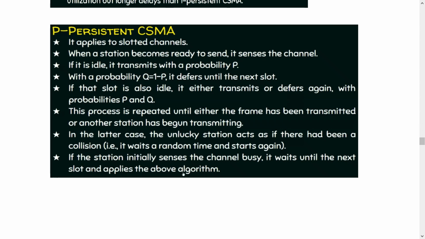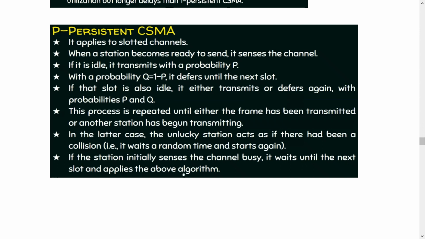You are only allowed to transmit within certain slots. What's the advantage of having slotted transmission? You avoid collision due to partial overlap between the data packets, and this reduces the probability of having collision and therefore improves the throughput of your system. So it applies to slotted channels.